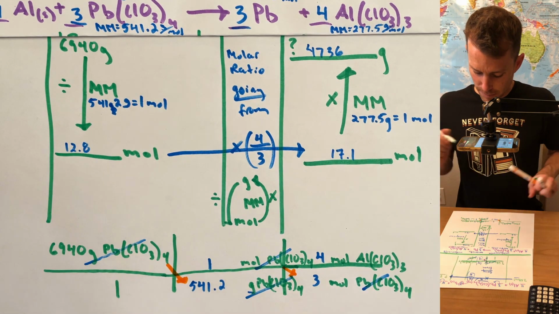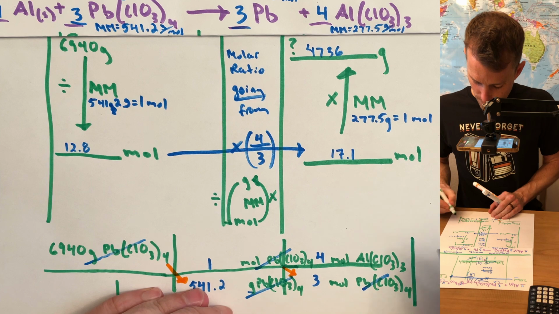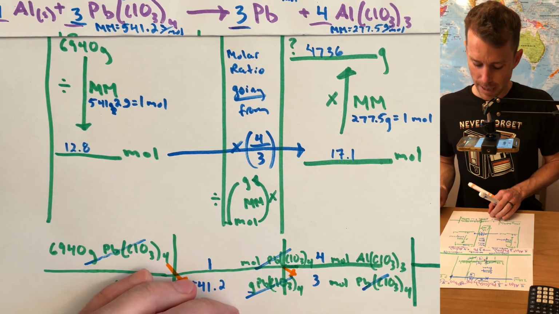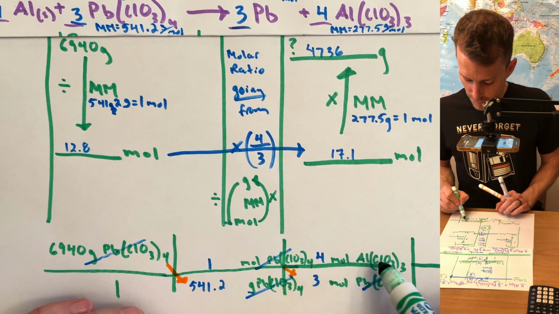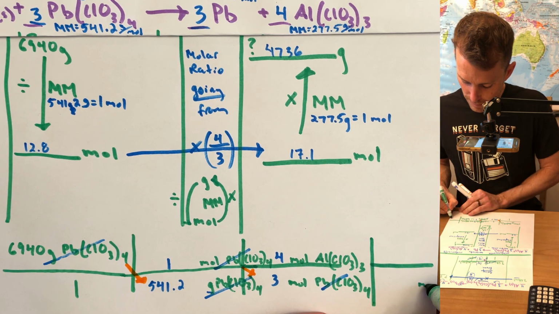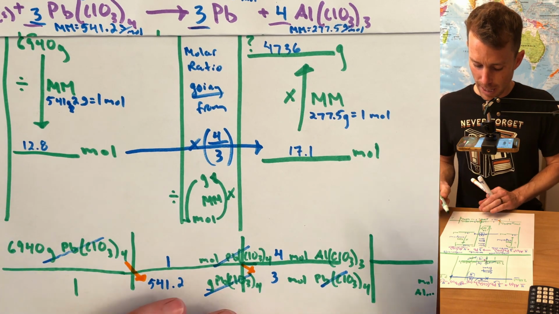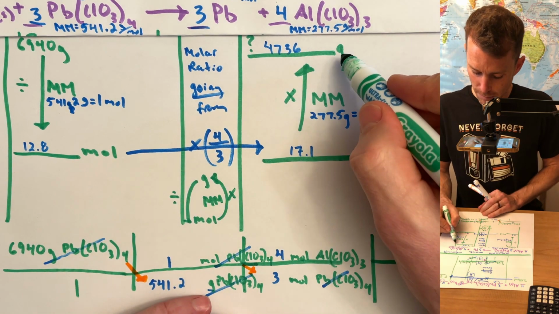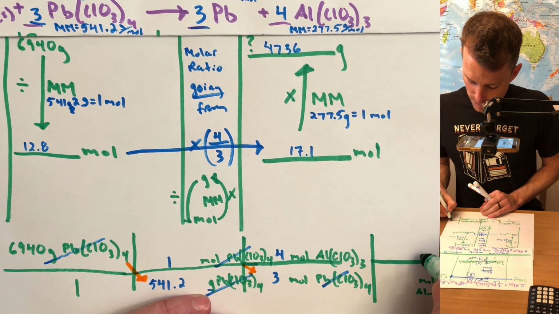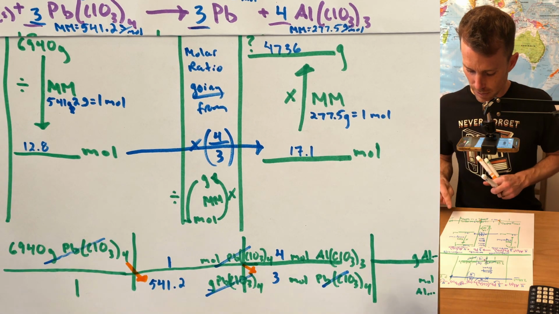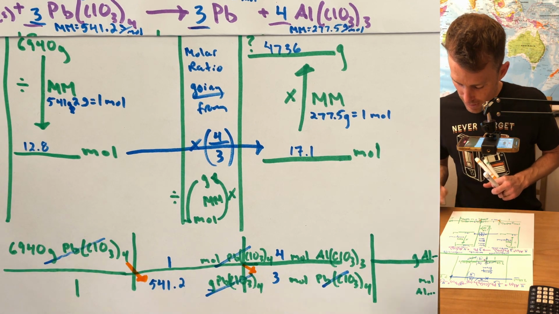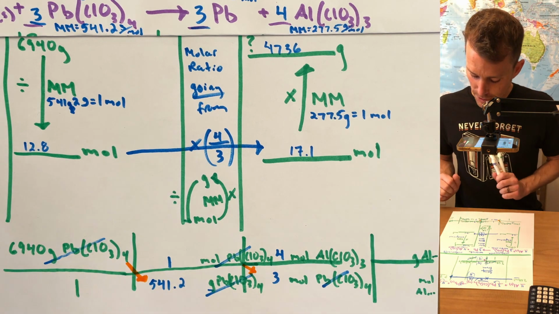My final step, kind of ran out of room here, but my final step is to get from moles of aluminum chlorate, put that here, moles aluminum chlorate, and we need to get that to grams of aluminum chlorate. So grams of aluminum chlorate. Okay, so where are we at? What do we need to do now?